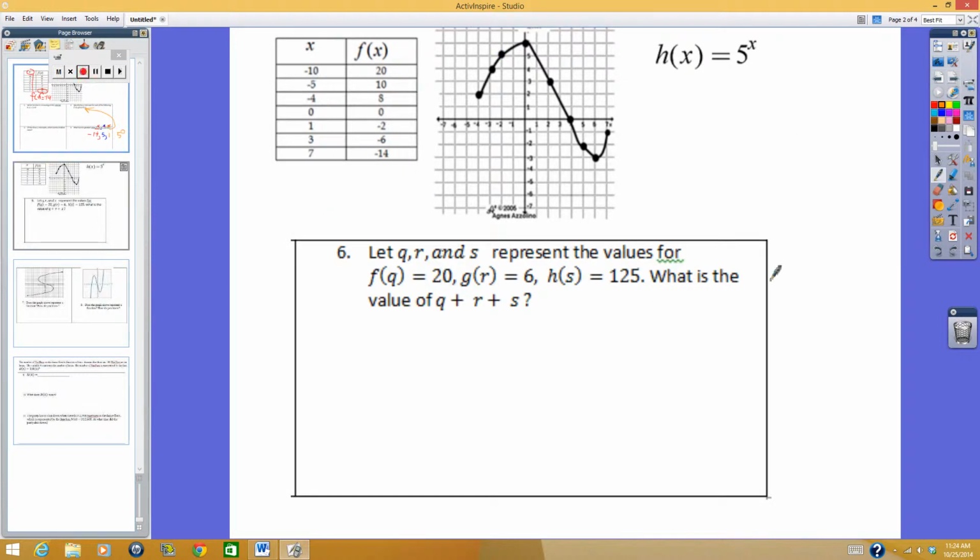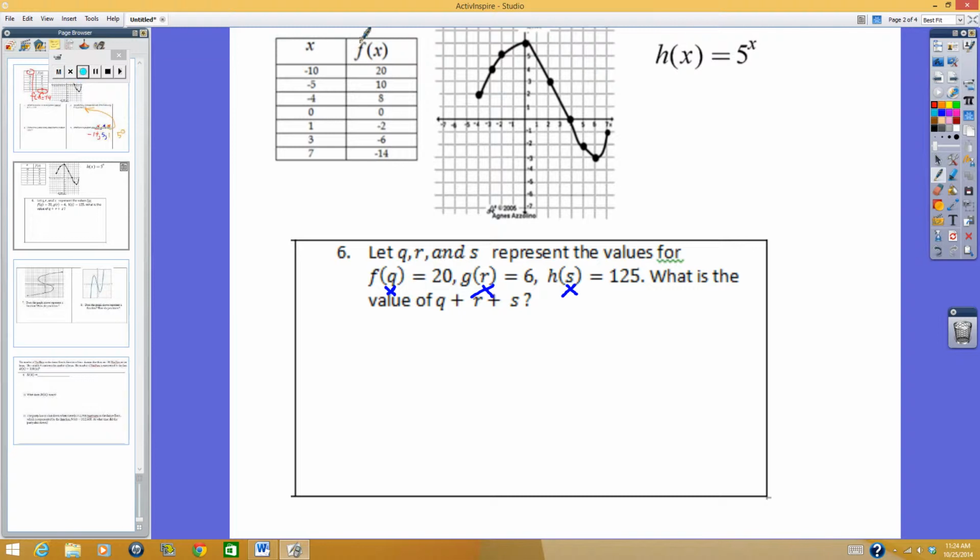I wanted to move on to this. A lot of you guys have been doing well with it, but just in case if you've forgotten, don't get tricked up just because they put different letters in here. Okay? What used to be in there was still x. Right? So what this is saying is, and I'll go one by one, f of q equals 20, aka f of some number, some x value, right? Because x used to be in there, equals 20.